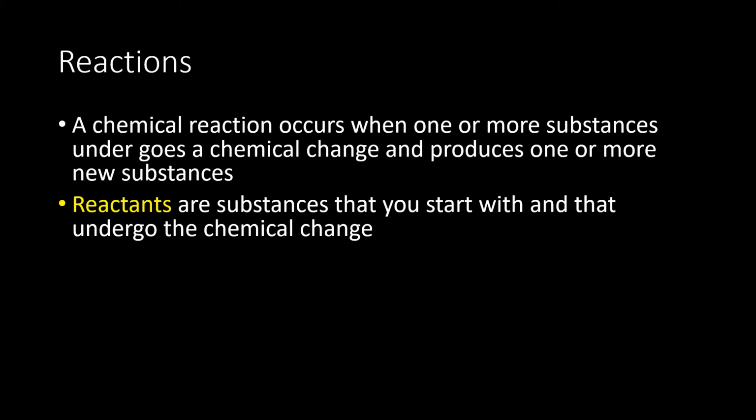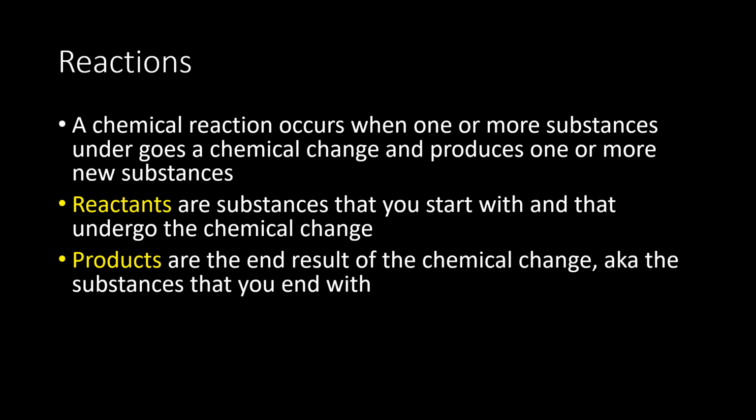The reactants are the substances that we start the reaction with. Those are the things that get changed or undergo the chemical change. So those are usually not going to be seen in the final product. The products are the end results of the chemical change, the substances that you end with, what gets created.